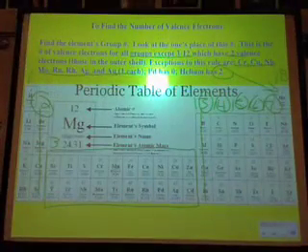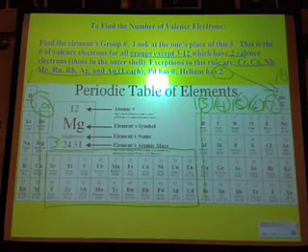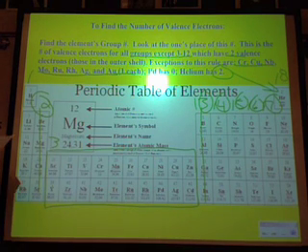Yes? How could something have no valence electrons? Because if it has electrons, maybe that outer wall would be valence electrons. That's a good question. I don't know the answer to that. Okay?